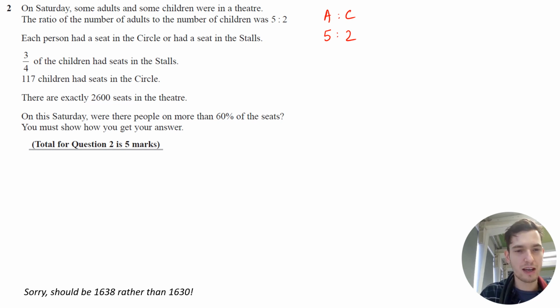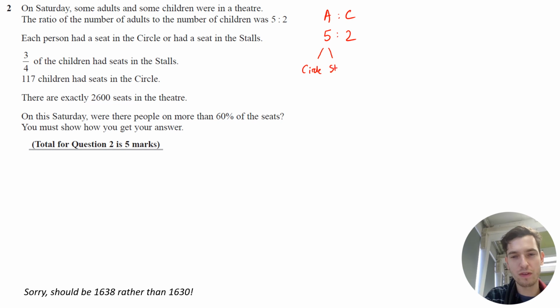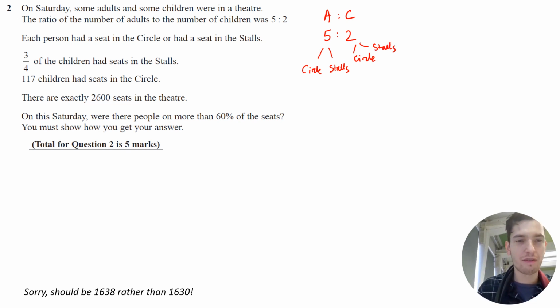So each person had a seat in the circle or had a seat in the stalls. Okay, so I don't know how many are going to be in the circle, how many are going to be in the stalls, but I know it's either going to be circle or stalls for the adults, and same for the children. So either going to be circle or it's going to be stalls. Okay, 3/4 of the children had seats in the stalls. 117 children had seats in the circle.